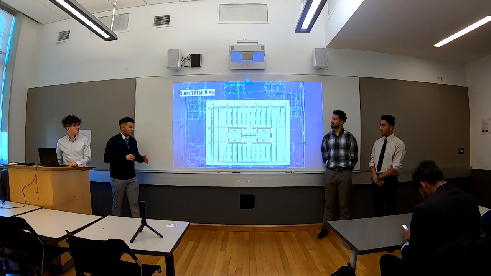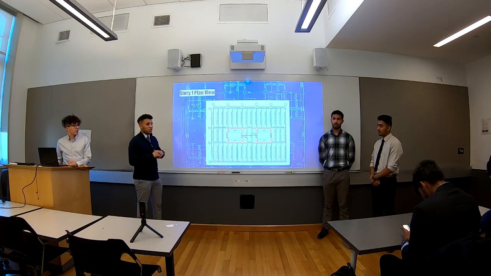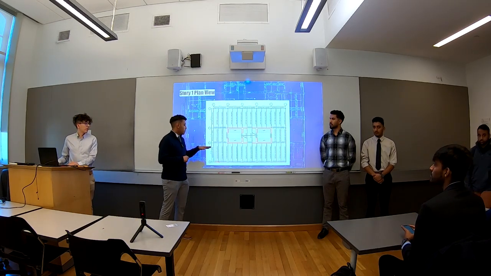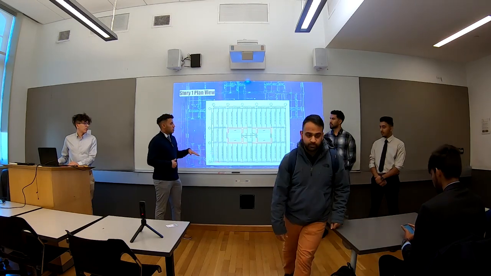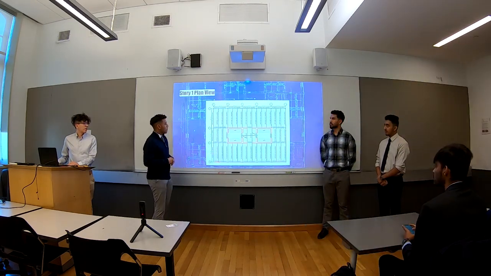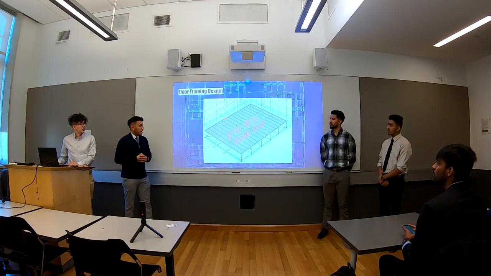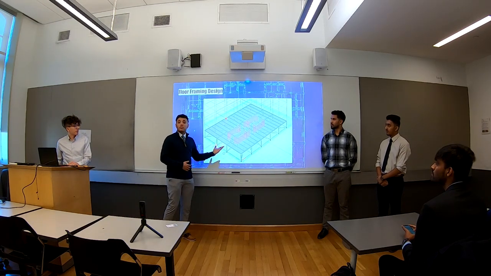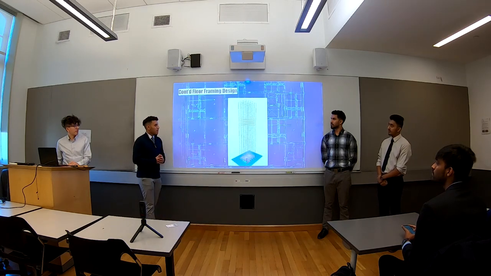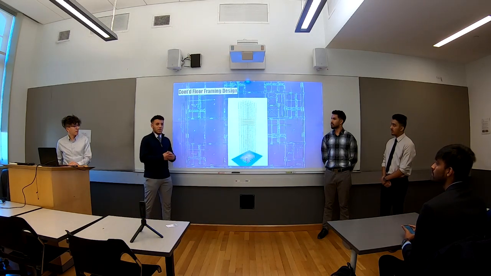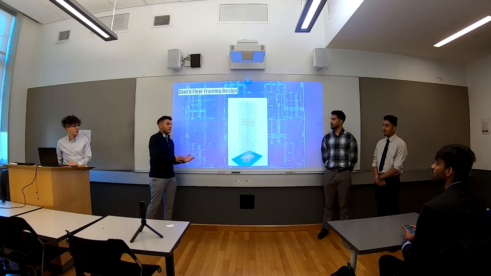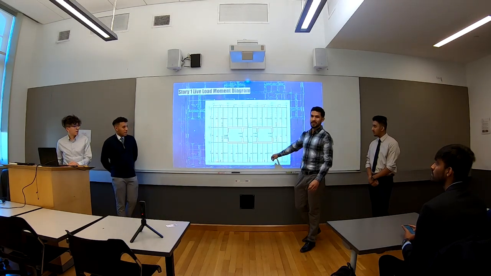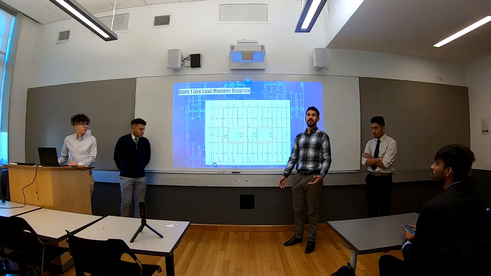As you can see here, this is a 2D model of what our floor frame is going to look like. We have many different types of beams in terms of the entire floor plan. And this is the 3-dimensional version of what our floor plan is going to look like. And here's another visual of what our 3D will look like.